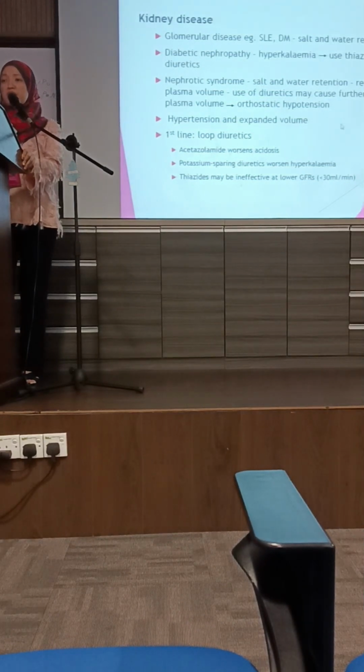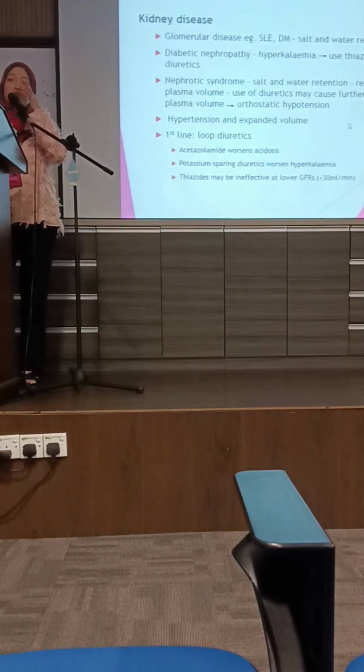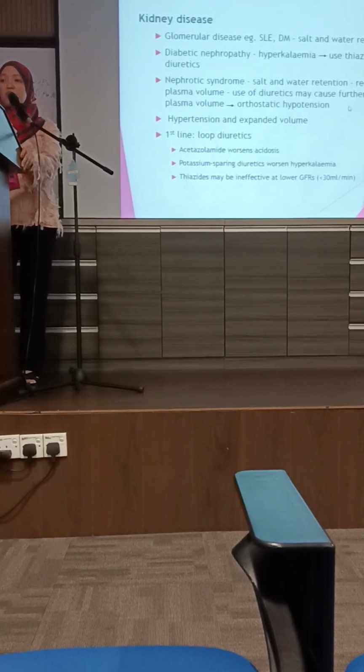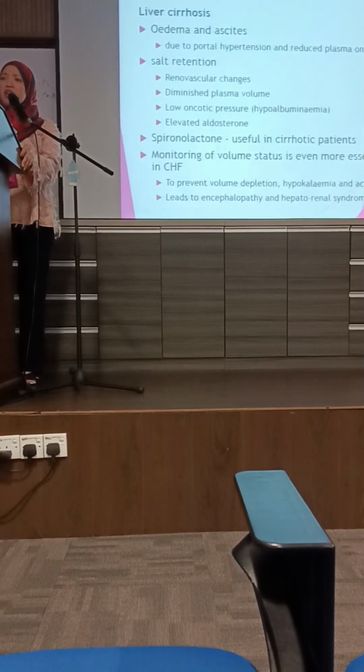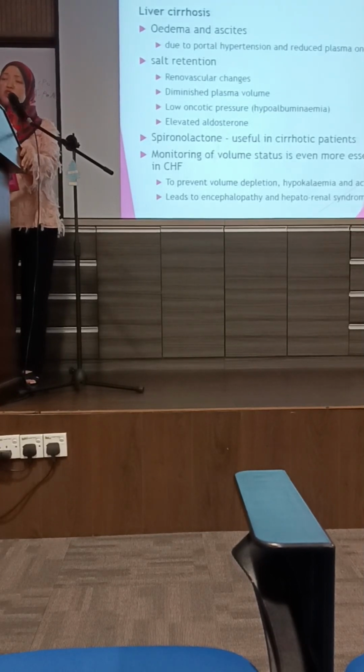Okay, and then for hypertension and expanded volume, usually the first line diuretic is always a loop diuretic, and then we can combine with thiazide. Okay, and if some patients develop severe hypokalemia, we can add on a potassium sparing diuretic to regulate the potassium level. Okay, and then another edematous state is liver cirrhosis. What does liver cirrhosis mean? Scarring of the liver, kan.